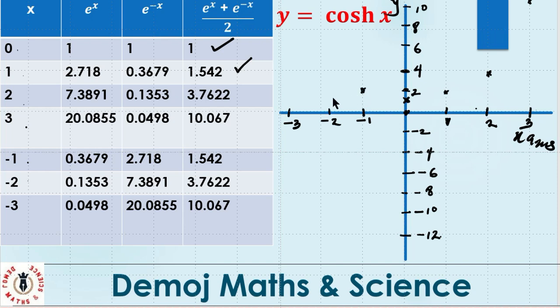And when x is equal to minus 2, my y value is 3.76 again. It's not getting to 4, it's almost at 4, somewhere around here. And when x is minus 3, the cosh of minus 3 is 10 point something. That means it's somewhere above 10. It's 10.06, approximately 10. Now, if you look at it this way, I can begin to draw what my cosh of x graph looks like, and this is how the graph will always look.